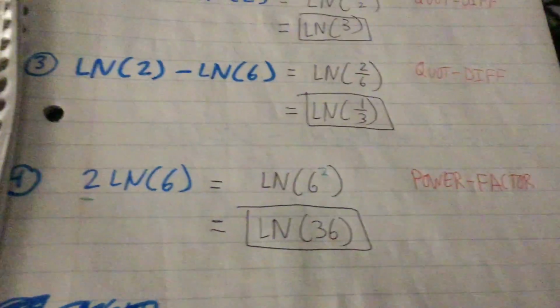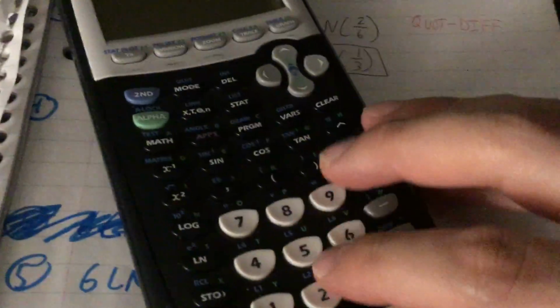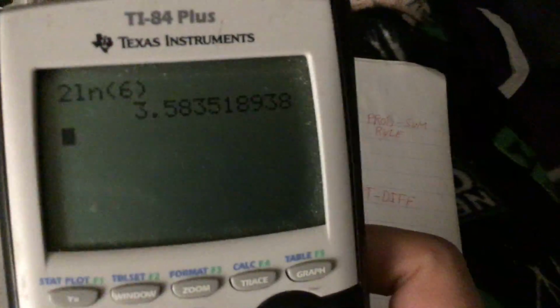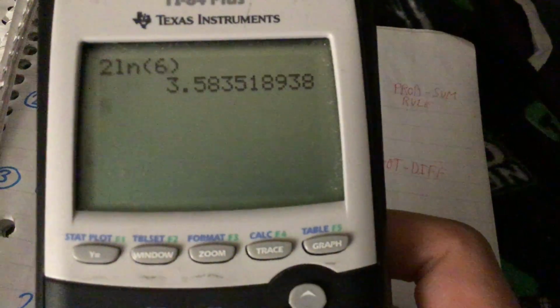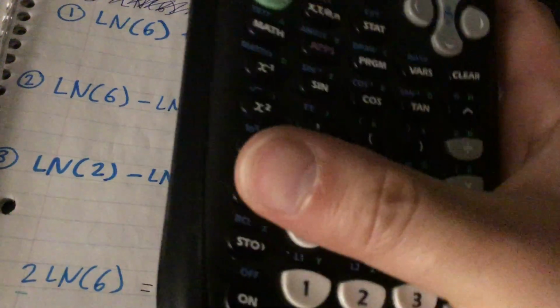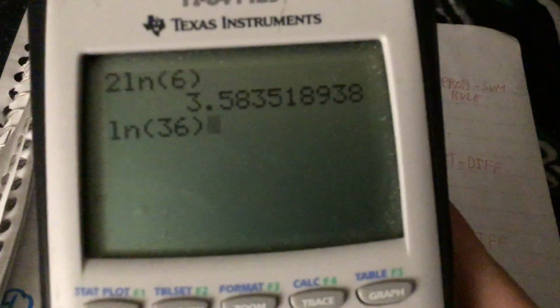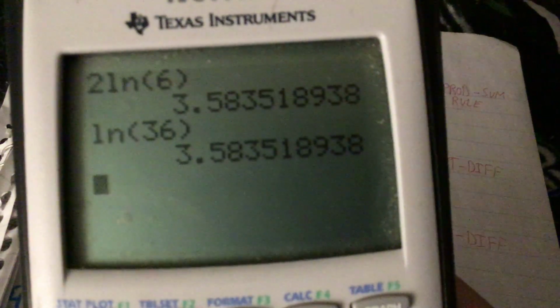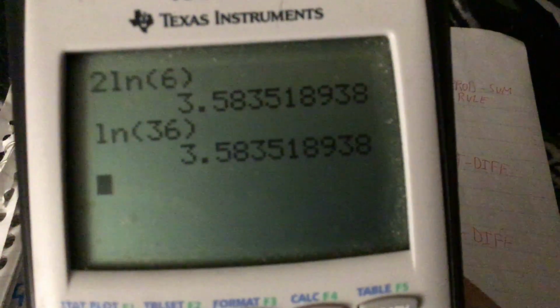Okay, and just to check my work, I have no idea what 2 natural log of 6 is. Apparently, it's 3.58351, blah, blah, blah. But I'm going to check my work by doing the natural log of 36. All I care about is, are the decimals the exact same? They are exactly the same. The power factor rule is in our favor.